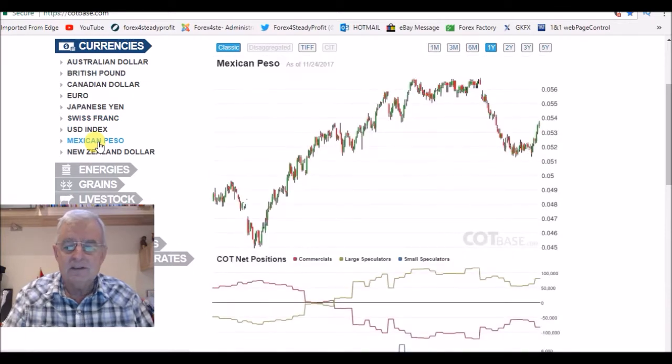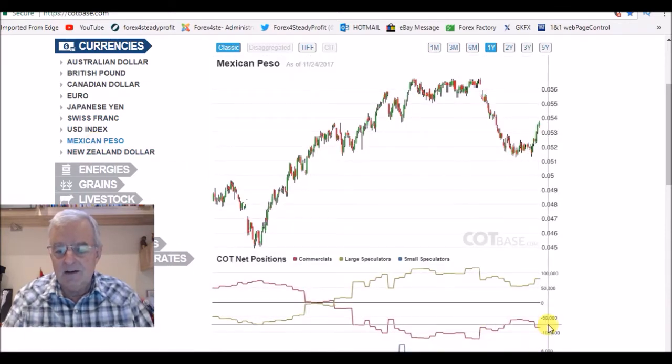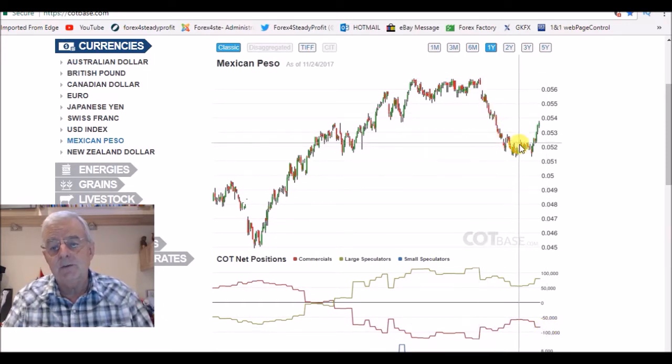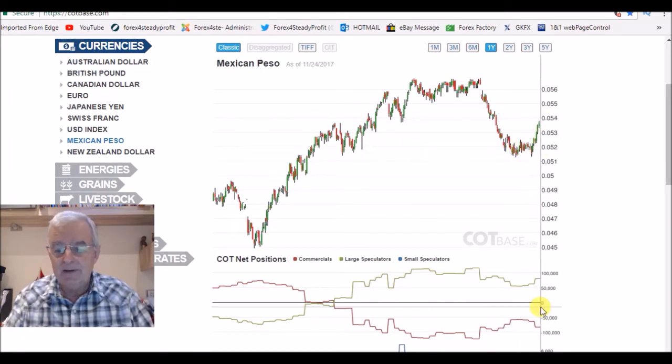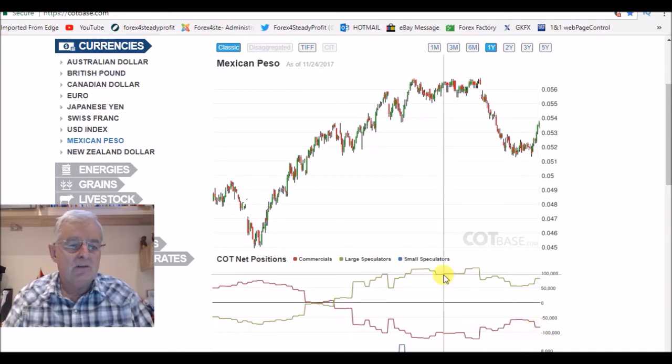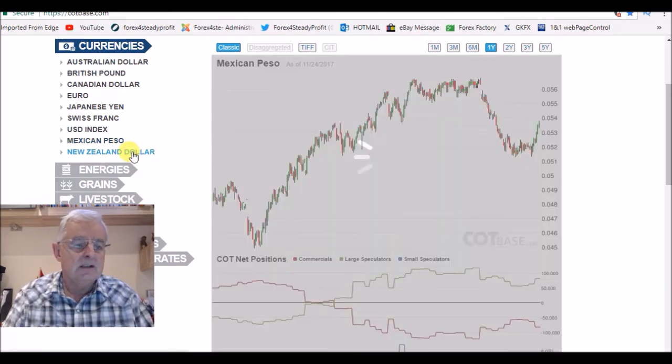Mexican peso, again a very bearish stance. We've had quite a fall in the value of the peso. It's had a little bit of a rally back up, and the commercials have become more bearish of this currency. I don't trade that on GKFX.